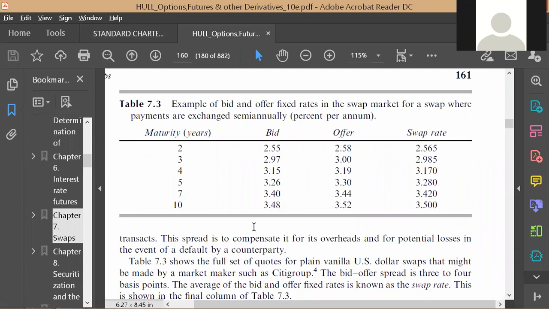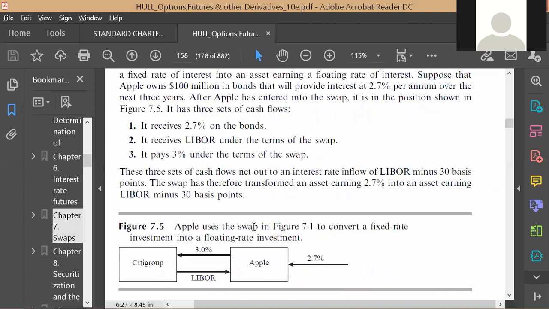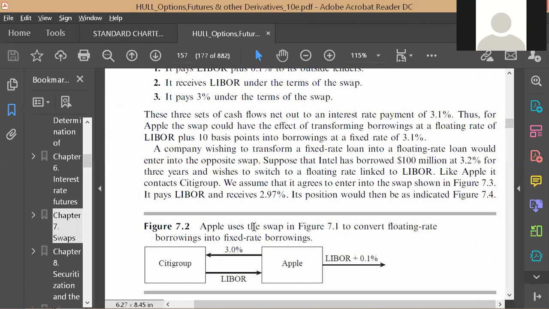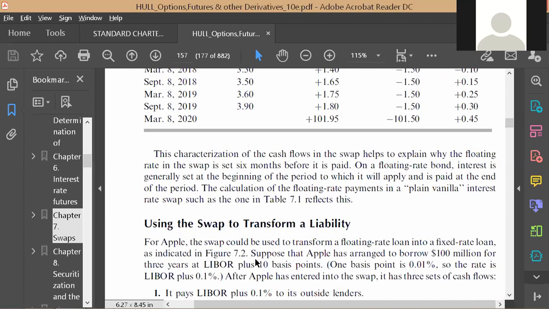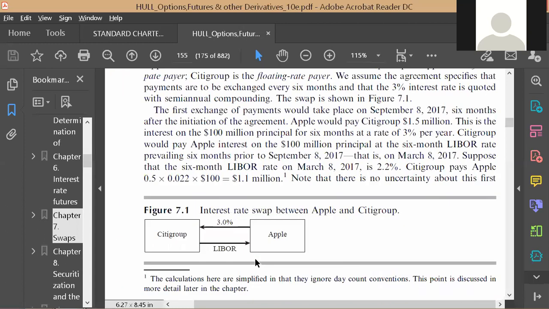the swap market, where we were talking about the swap between Apple and Citigroup. We can go back further, but on the second page of that chapter, yes, this is the one that we were talking about.